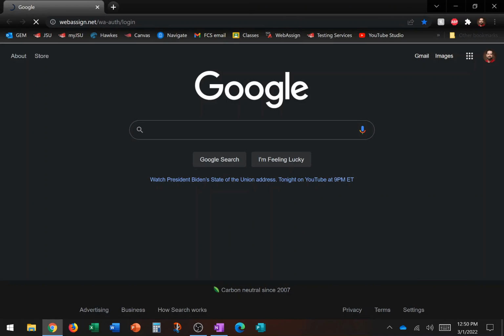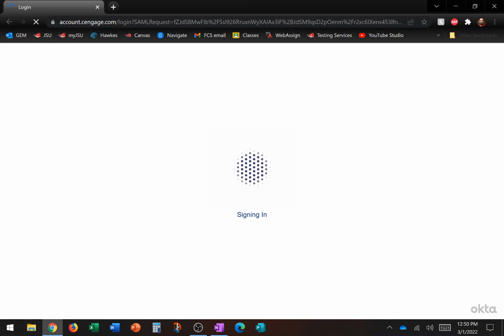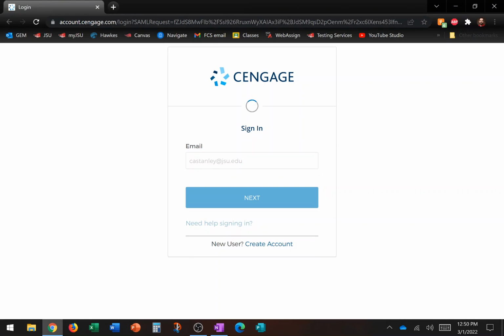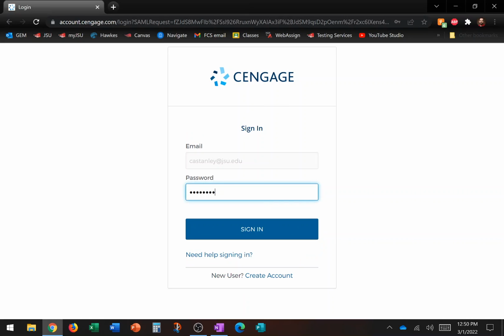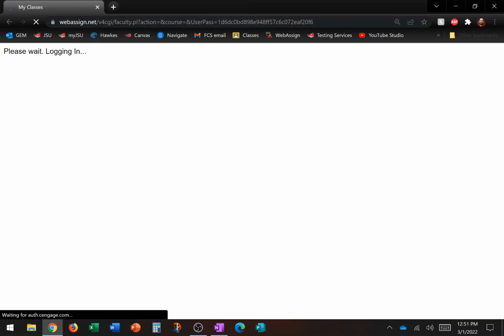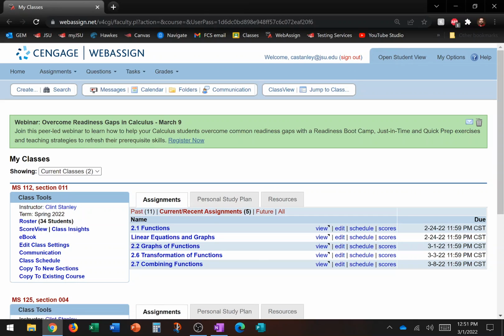Yeah, so take a look at a little problem in WebAssign here. When it has the plus or minus, it just counts as two different points. But let me show everybody what we're talking about. Those are on the graphs assignment.